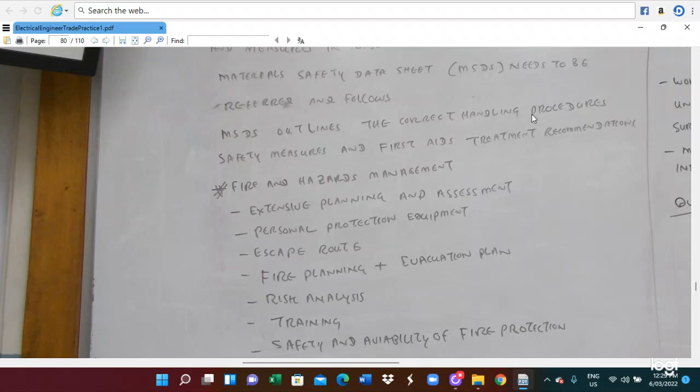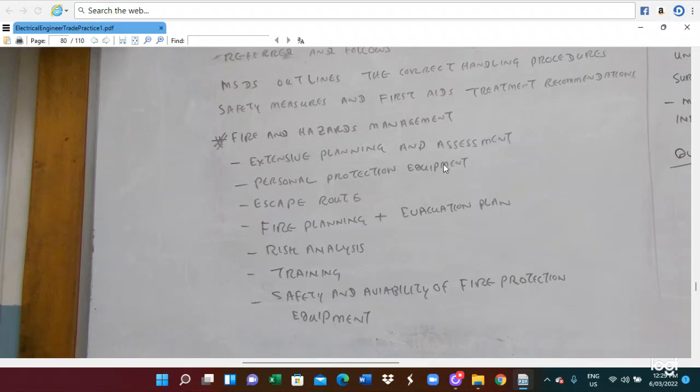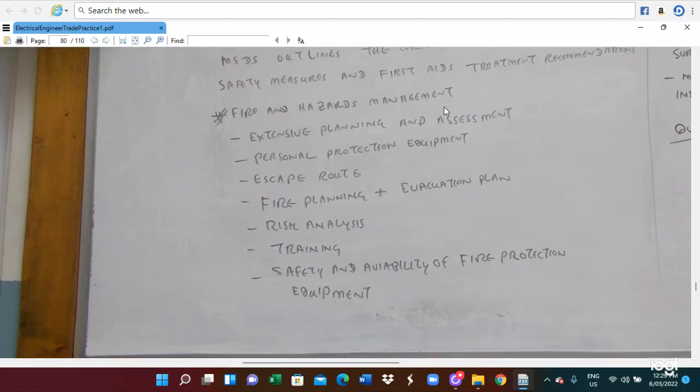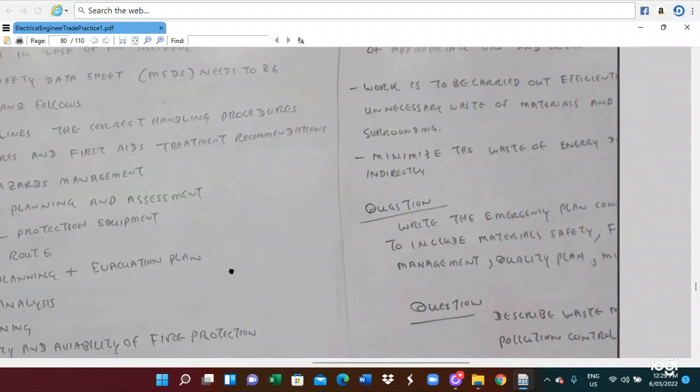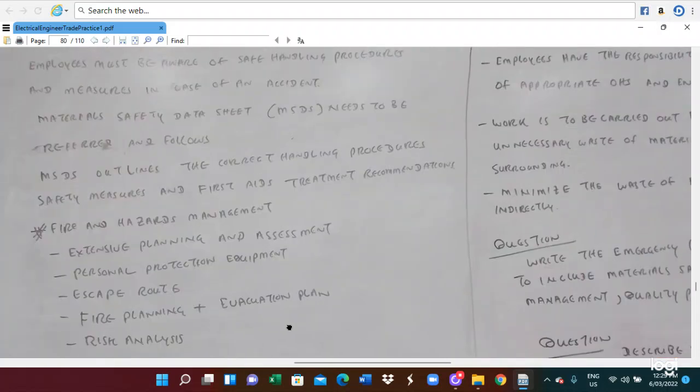Quality handling procedure, safe measures, and the first aid treatment recommendation are important aspects. Or the fire hazard management procedure is an important aspect. So extensive planning and assessment, personal protective equipment, escape route, fire planning, evacuation plan, training, and also safety and availability of fire protection equipment are important aspects when we are working in the workplace.